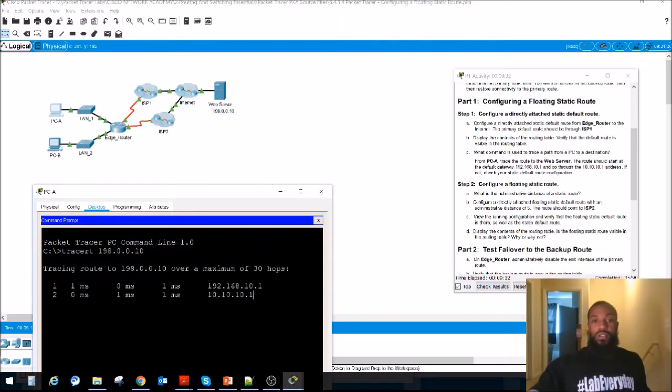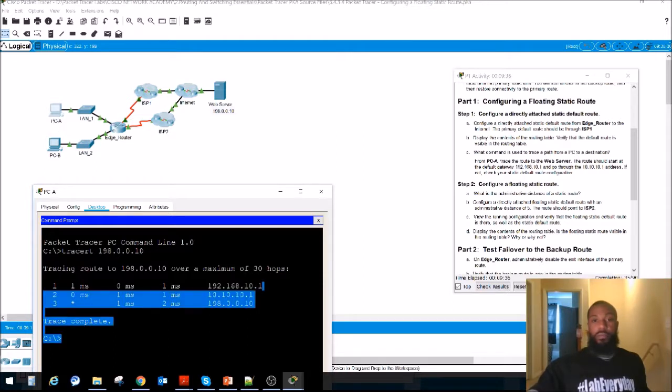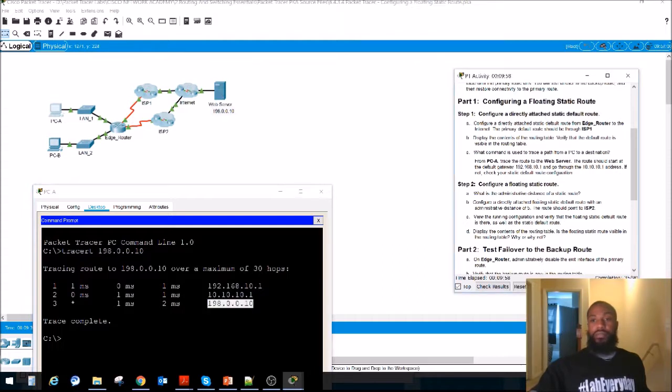It's tracing the route, so it took 10.1, right, which is their default gateway. 10.1, which is that guy, is ISP1. And then the next hop would be the web server, right? And that's the route it took. So basically it went from PC A, LAN 1, edge router, ISP1, internet to the web server, right?